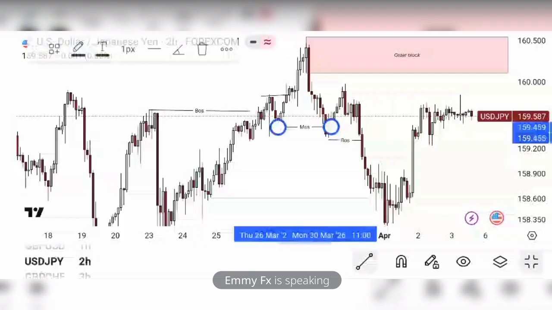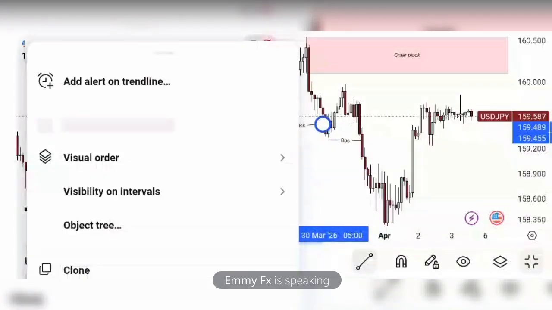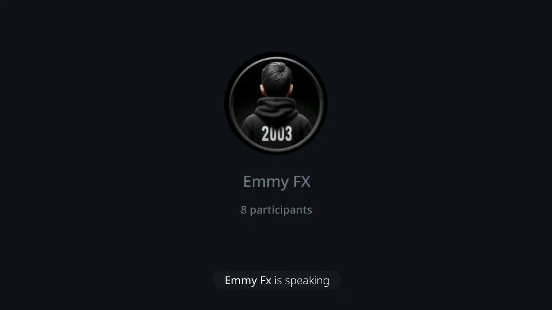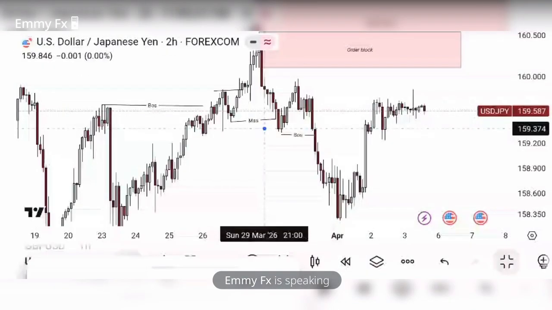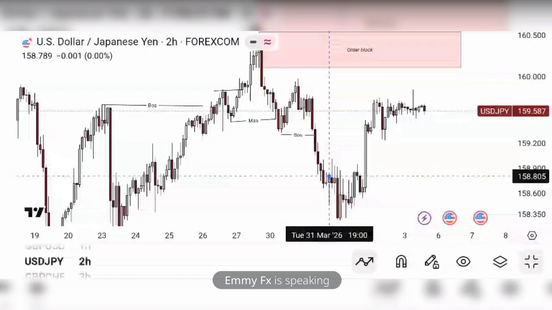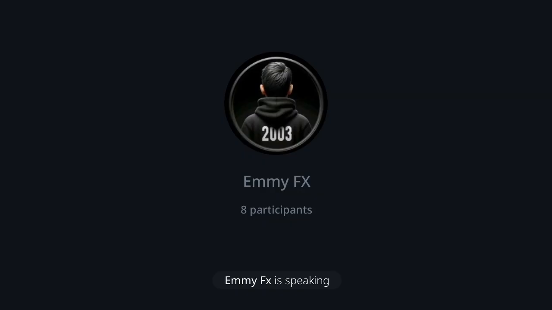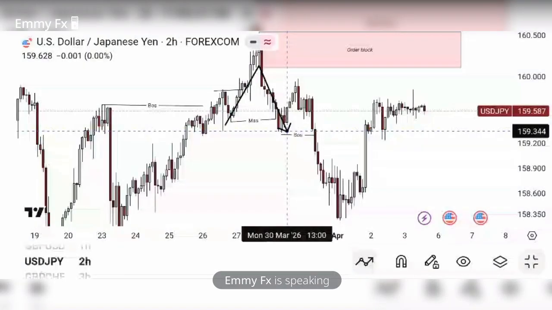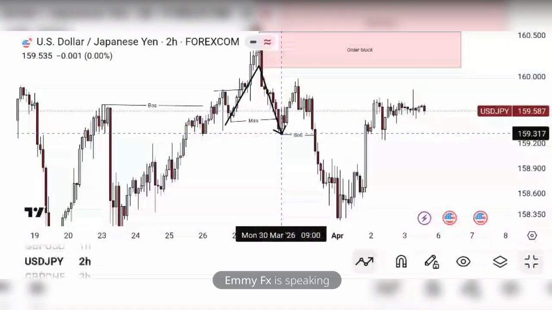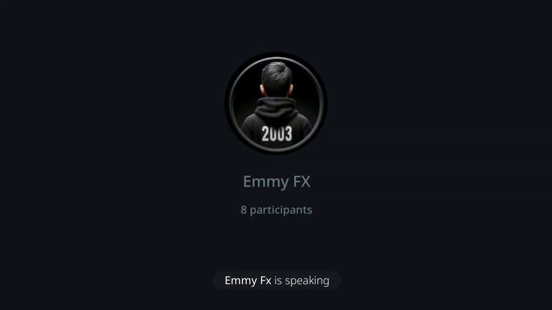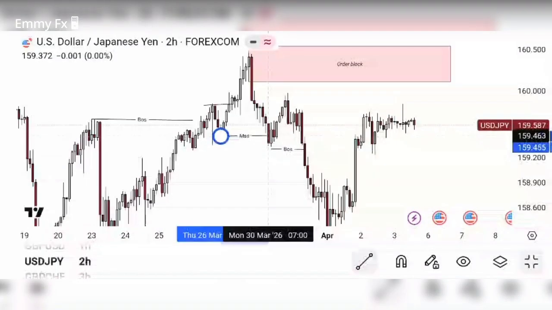But before that, I've already sent this setup to you guys, before this move to the downside. So price gave us a market structure shift from here. I wanted price from this move here, but price is not heading to the downside. I sent this setup to you guys last week. This is the last break of structure.